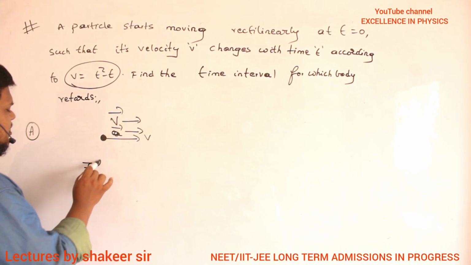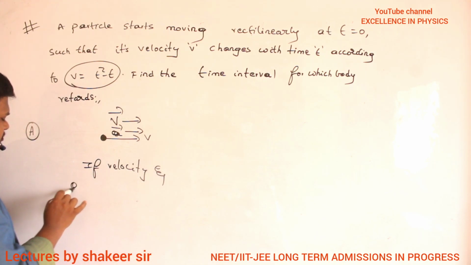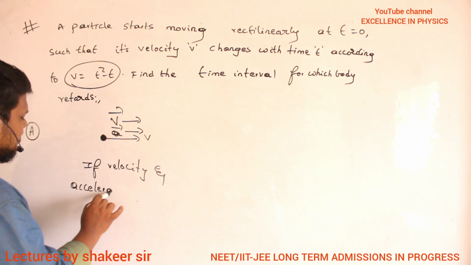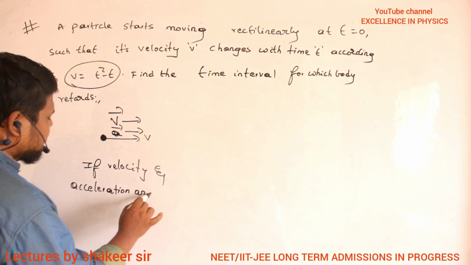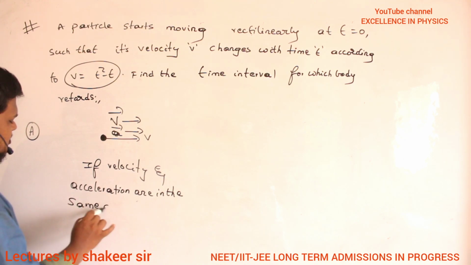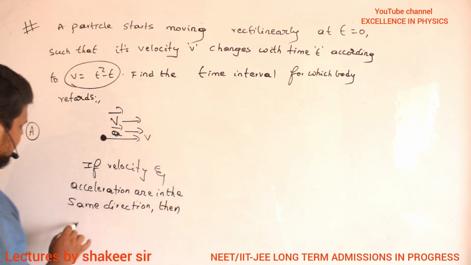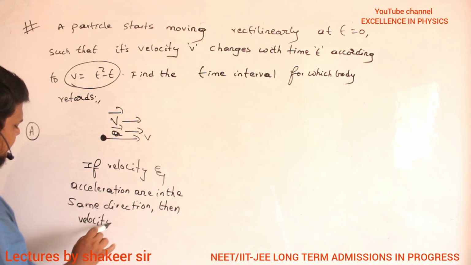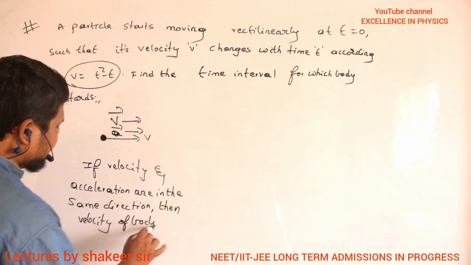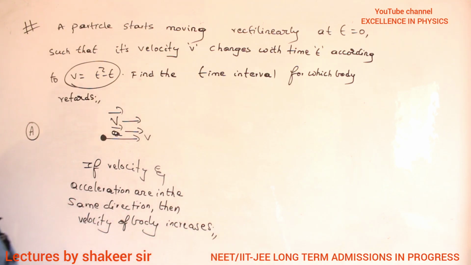I have to write that if velocity and acceleration are in the same direction, then what happens to velocity? Then the velocity of the body increases. This is what will happen. The velocity of the body continuously increases because velocity and acceleration, both of them, are in the same direction.